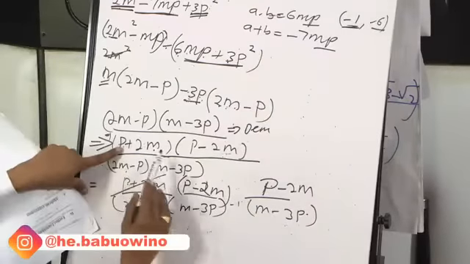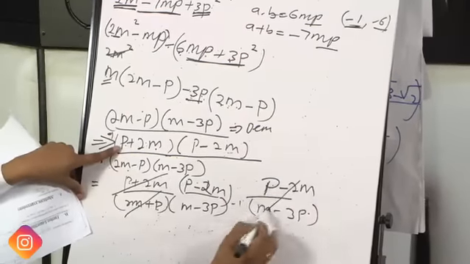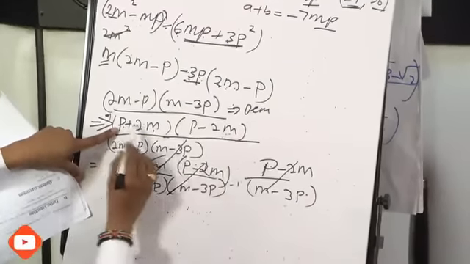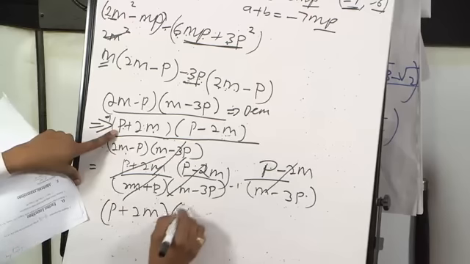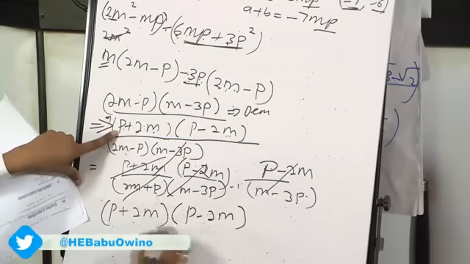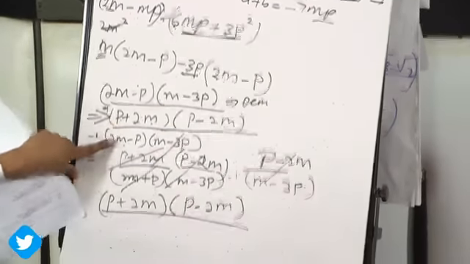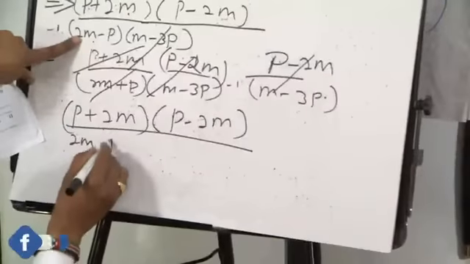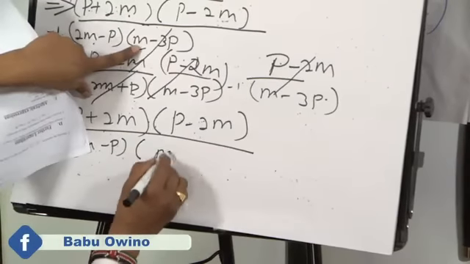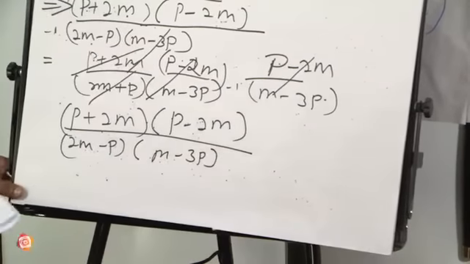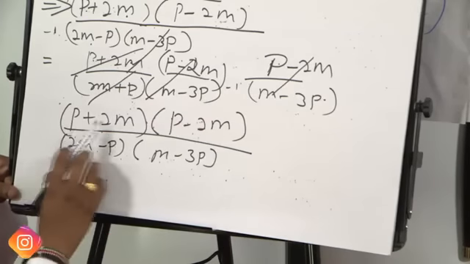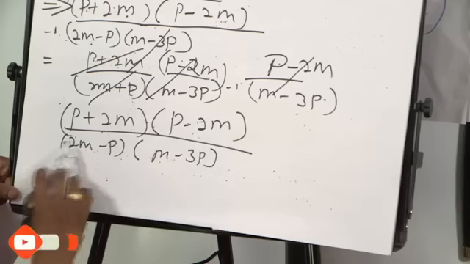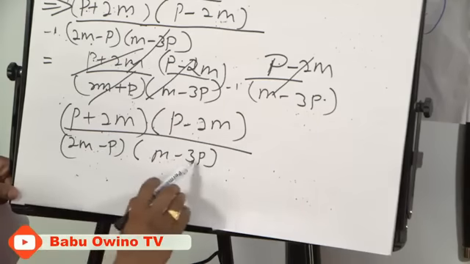So we take both of them. That is p plus 2m. We start, just forget about this. So we start from here. p plus 2m into p minus 2m divided by 2m minus p into m minus 3p. So you can clearly see from here, we have p plus 2m into p minus 2m divided by 2m minus p into m minus 3p.